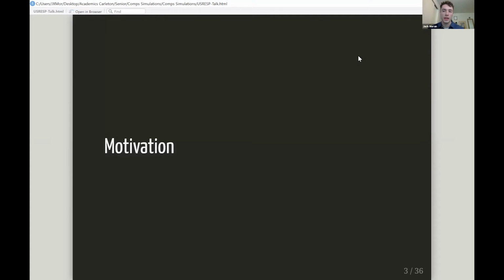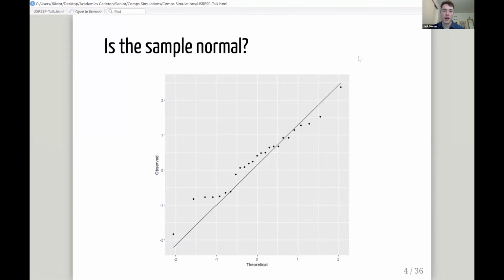As far as motivation goes, I present to you all this QQ plot. The question here is: is the sample normal? On the x-axis, we have the theoretical quantiles of a standard normal distribution. And on the y-axis, we have observed quantiles for a sample of 25 points. Similar to the PP plot that was discussed earlier, if points lie on this 45-degree line, that is ideal for matching the distribution.